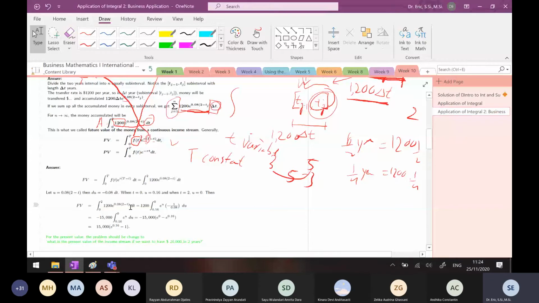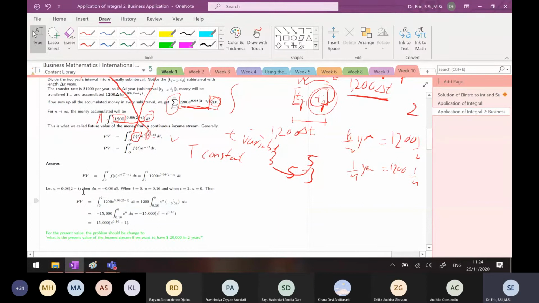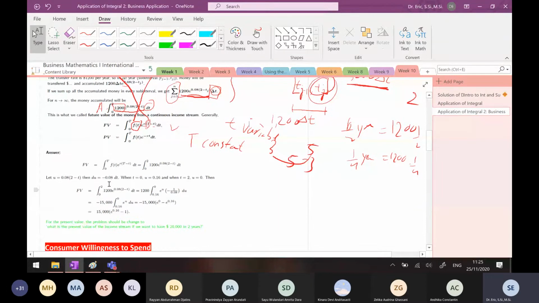This is dt. And don't forget the boundary. When t equals 0, you have 0.08 times 2, which becomes 0.16. And if t equals 2, this will give you 0, because 2 minus 2 is 0 times 0.08, so it is also 0. So the boundary changes from 0 to 0.16, and 2 becomes 0.